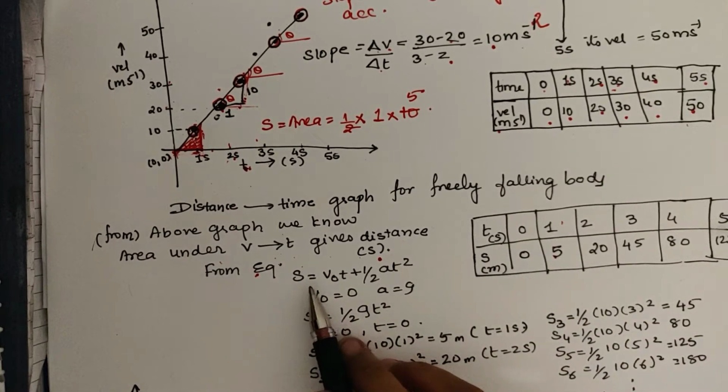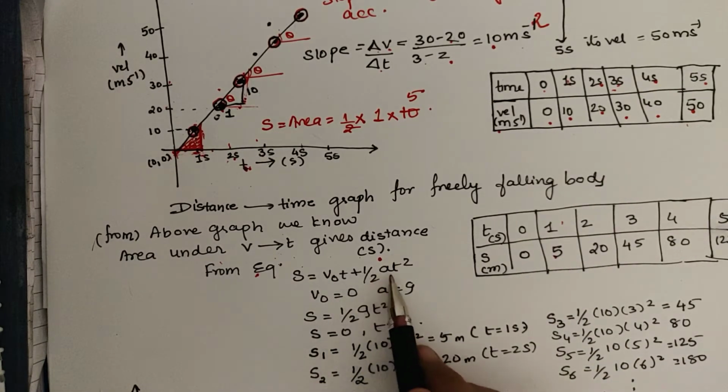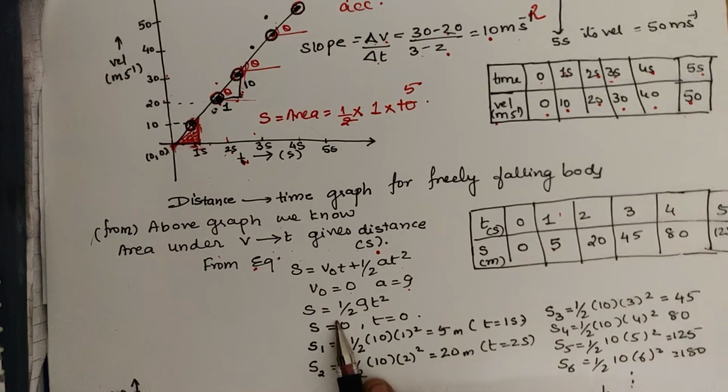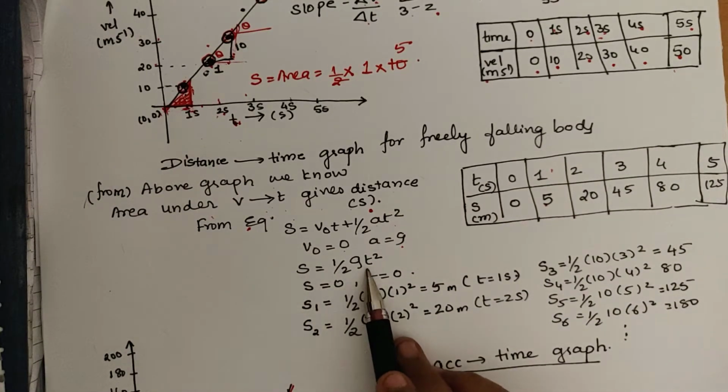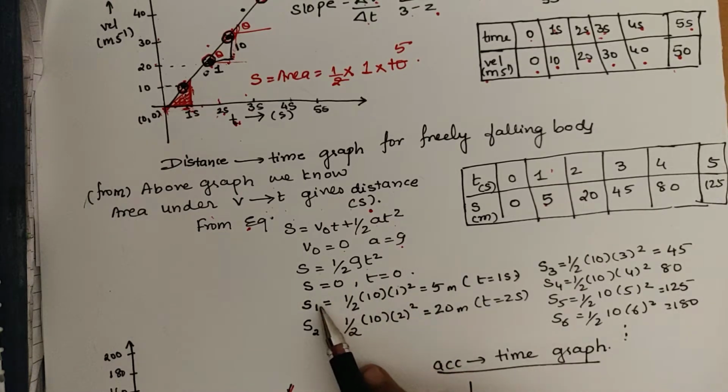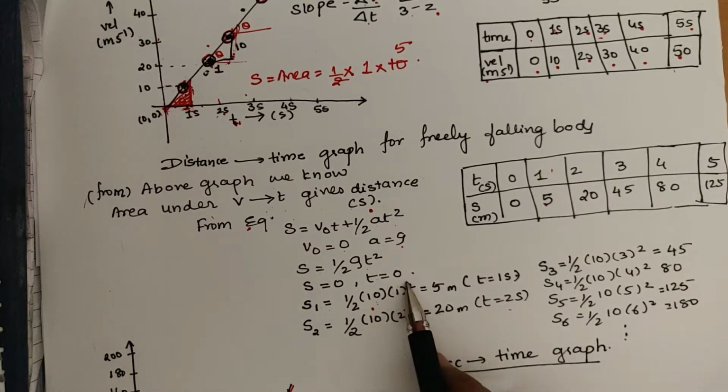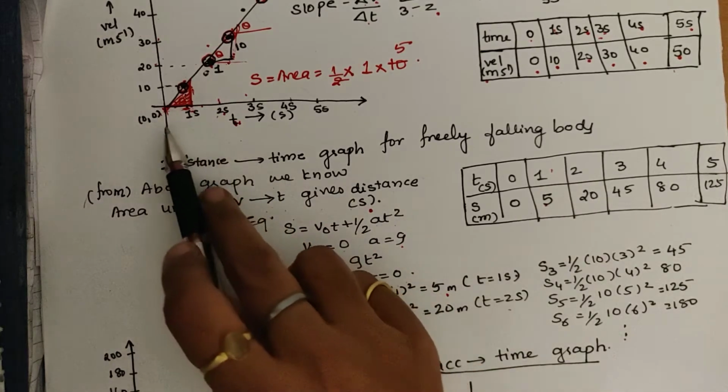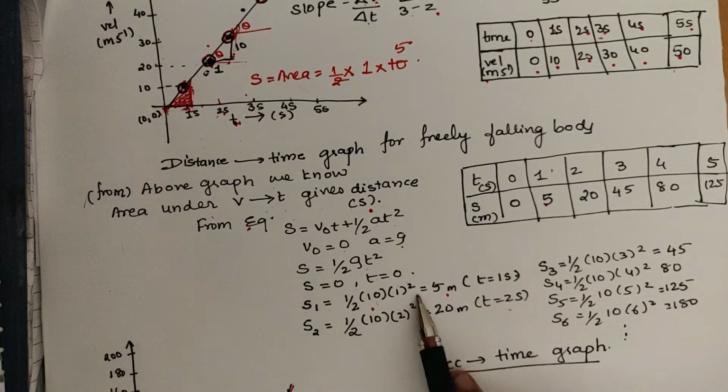Otherwise you can use this formula, S is equal to V0 T plus half A T square. We know that V0 is 0 when the body is thrown downward, and A is replaced by g. So this equation becomes S is equal to half g t square. At time t equal to 0, S is 0. At time t equal to 1 second, and g we know is 10. Suppose for calculation I have taken 10, so half into 10 into 1 square becomes 5. This is also a mathematical way you can find the displacement.